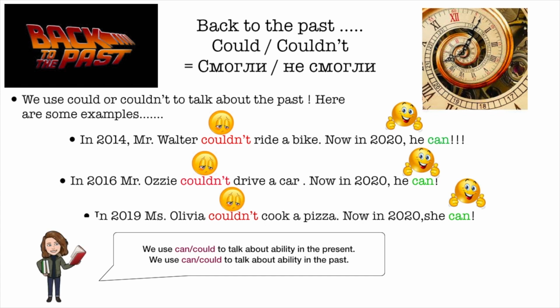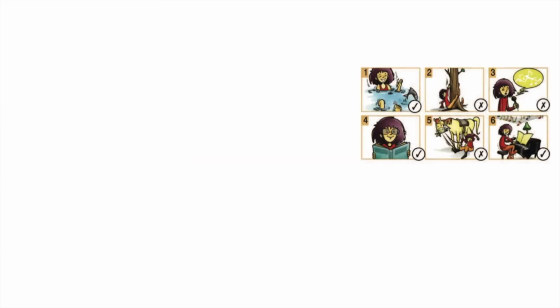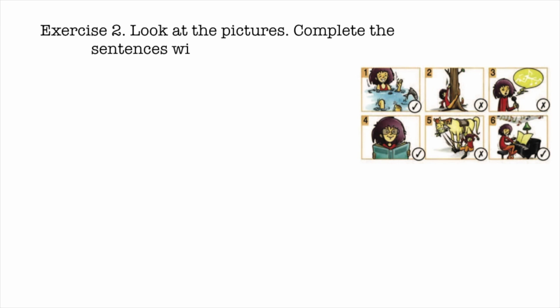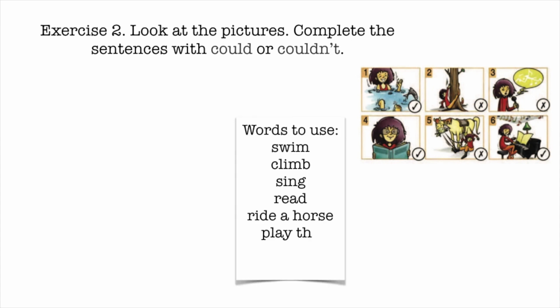Okay? So, as you can see, we can use could or couldn't in the past, and we use can and can't in the present. All right? Here we go. Let's continue. Let's see what you can do with this grammar. Okay. Everybody, let's look at these pictures. Can you complete the sentences with could or couldn't? You should use these words. Swim, climb, sing, read, ride a horse, or play the piano.